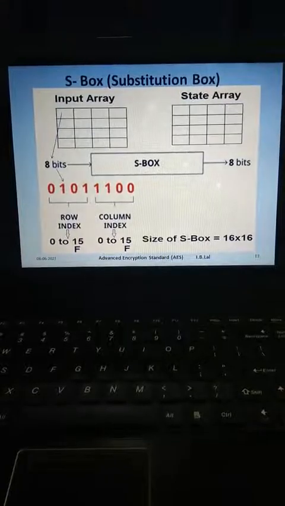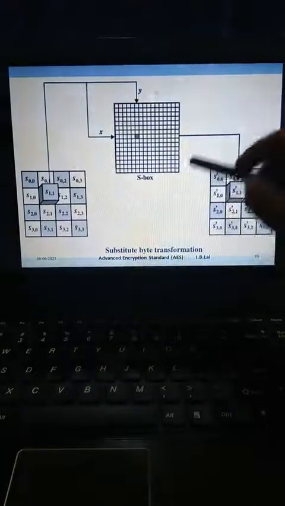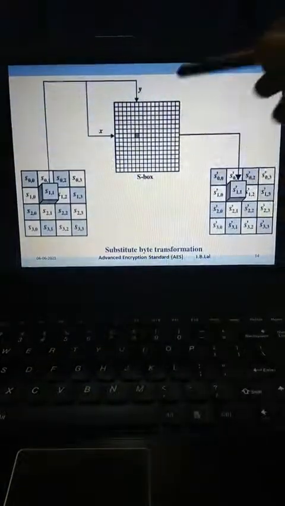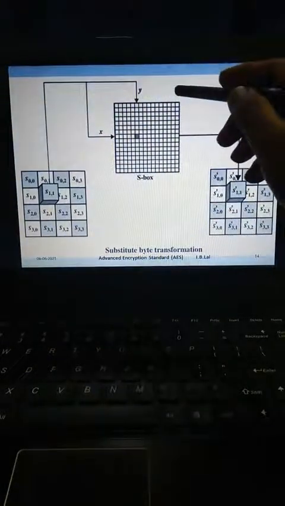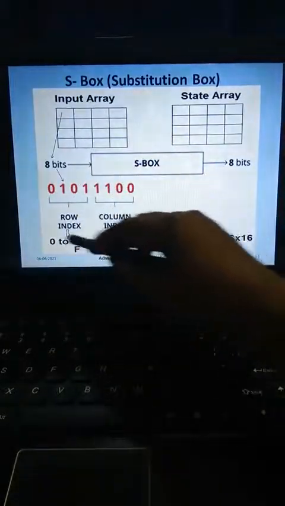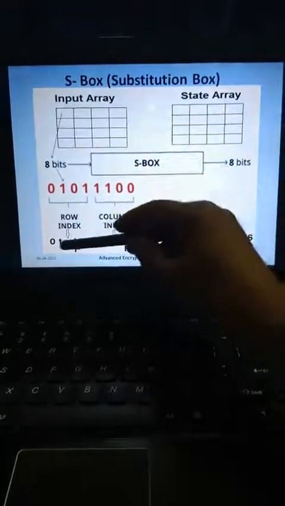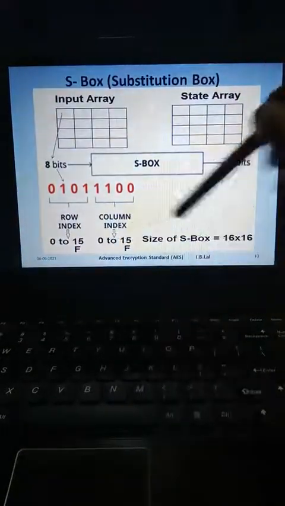Okay, now how do we process? Here we can say this is the S box consisting of 16 rows and 16 columns. Here we can see 0 to 15, that is F in the hex system. So 0 to 15 means 16 rows and 16 columns.